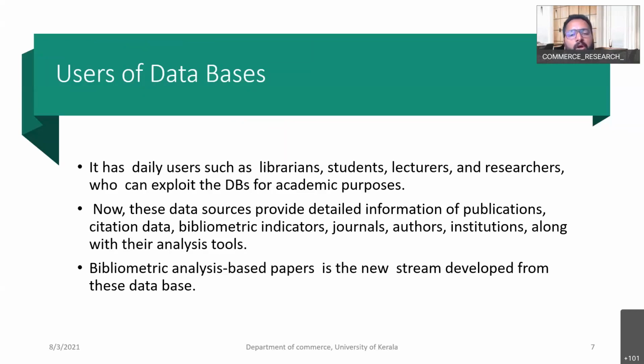Now these data sources provide detailed information on publications, citation data, bibliometric indicators, journals, authors, and institutions, along with analysis tools. So bibliometric analysis papers are the new stream developed from the databases. You might have experienced that each and every journal is now interested in publishing a bibliometric paper based on already published papers over a period of time, for example 25 years or 30 years.